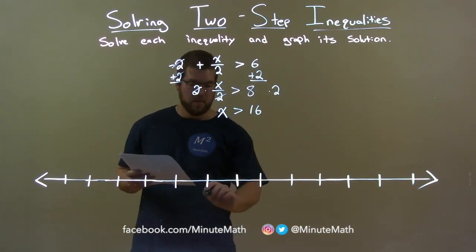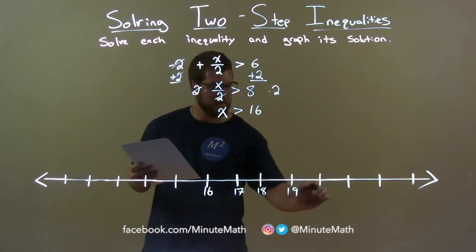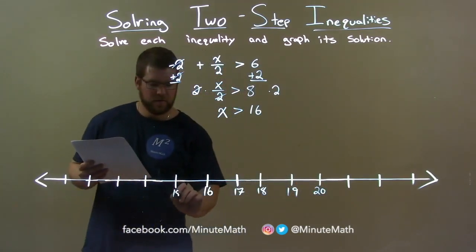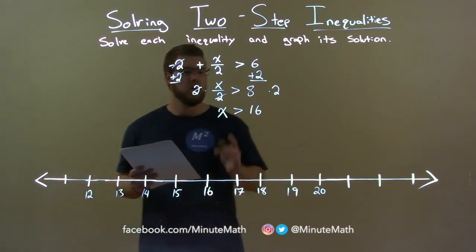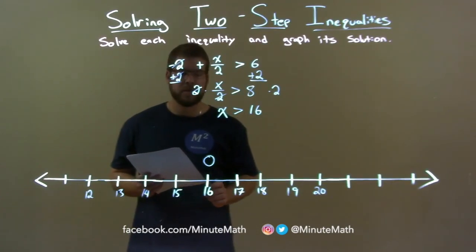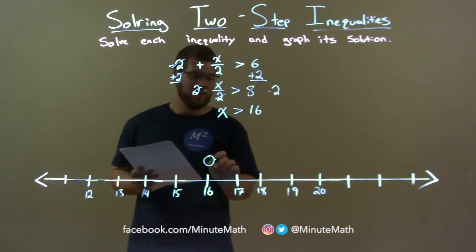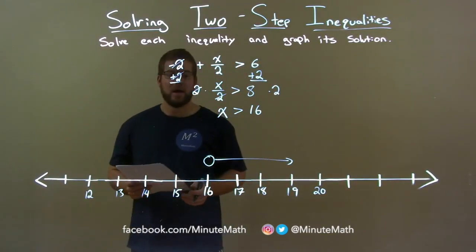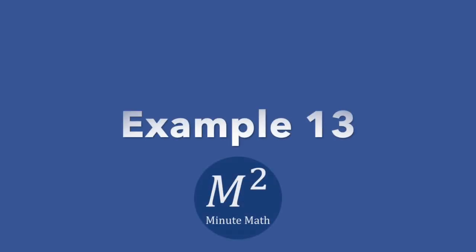So let's graph it. Put a 16 here, 17, 18, 19, and 20, and 15, 14, 13, 12. Well, x is greater than 16, so that's an open circle at 16. Not equal to, right? If it's just greater than, the arrow goes to the right as well, and there we have it. Our graph matches our final answer. X is greater than 16.